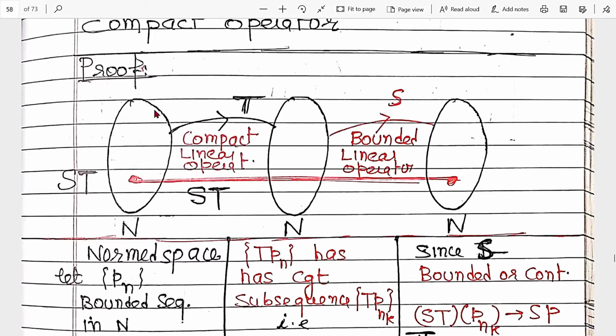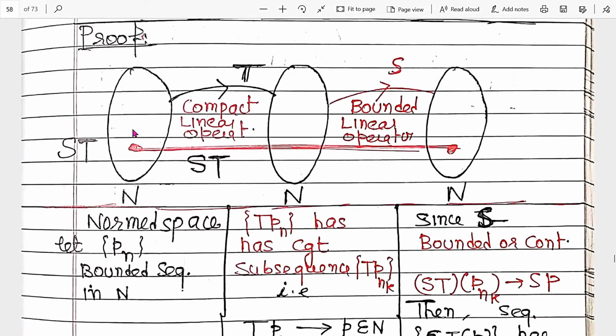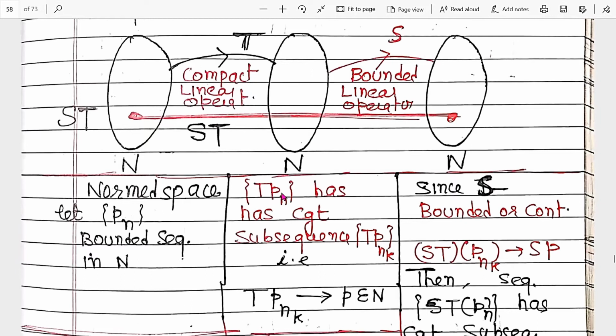Suppose we take Pn, which is a bounded sequence in N. Now T is a compact linear operator. Then by the definition of a compact linear operator, its image has a convergent subsequence. It means TPn has a convergent subsequence. Suppose that is TPnk. So this is a convergent subsequence.